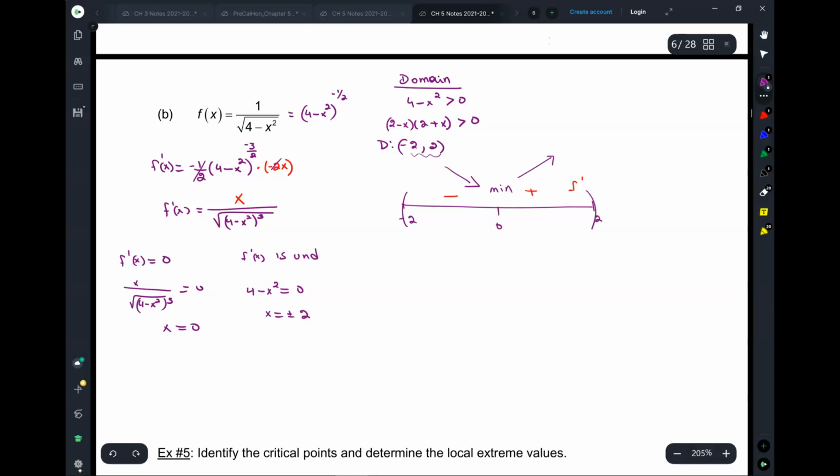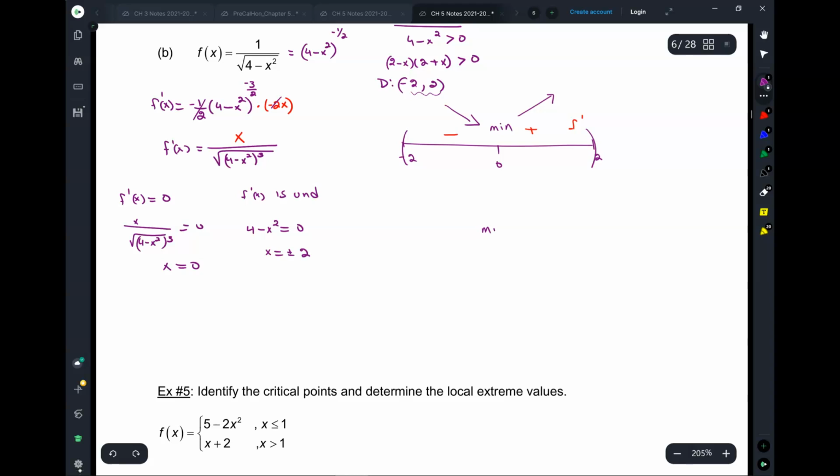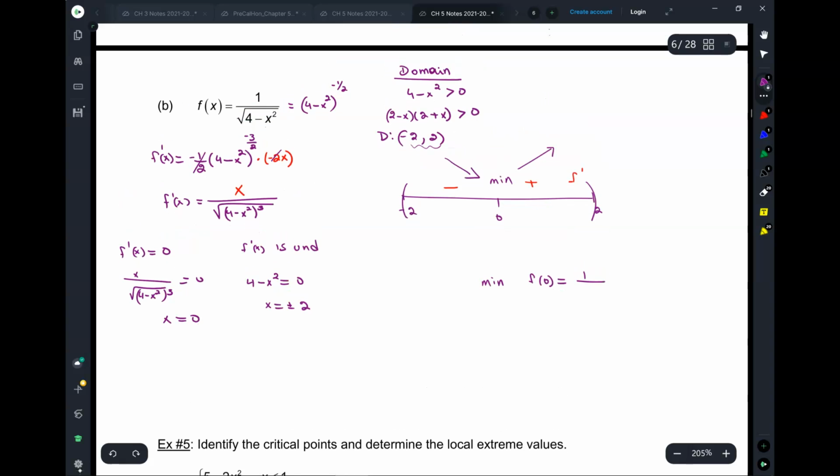So there is just a local min. We don't know if it's an absolute min because it's an open interval, so we're not sure. The minimum is at f of 0, so we plug it all the way into the original equation: 1 over root 4 minus 0, which is 1/2.